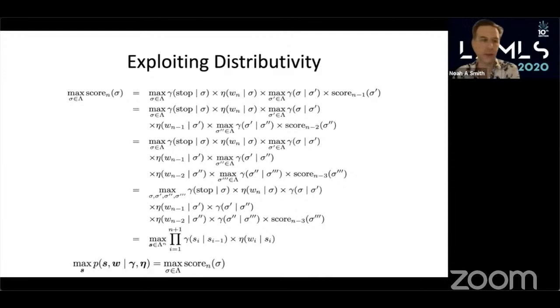The Viterbi algorithm is the first instance of a larger family of methods called max product algorithms, because they do exactly this kind of expansion, or they exploit this kind of expansion and rearrange the calculations of max and product operators to be efficient.